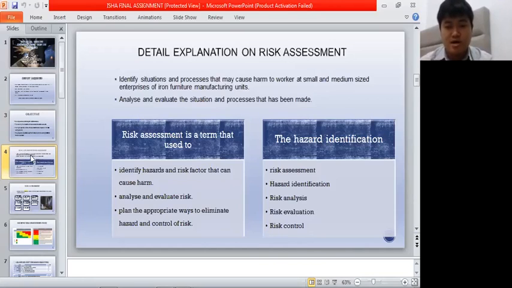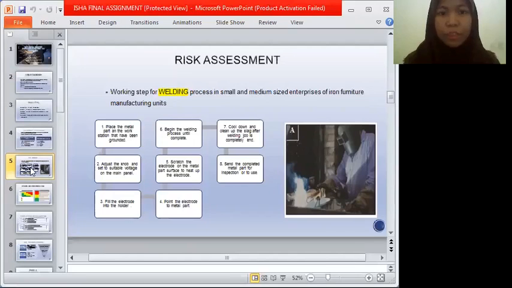There are five types of hazard identification. The first one is risk assessment. The second one is hazard identification. The third one is risk analysis. The fourth is risk evaluation, and the last is risk control. So this is risk assessment.